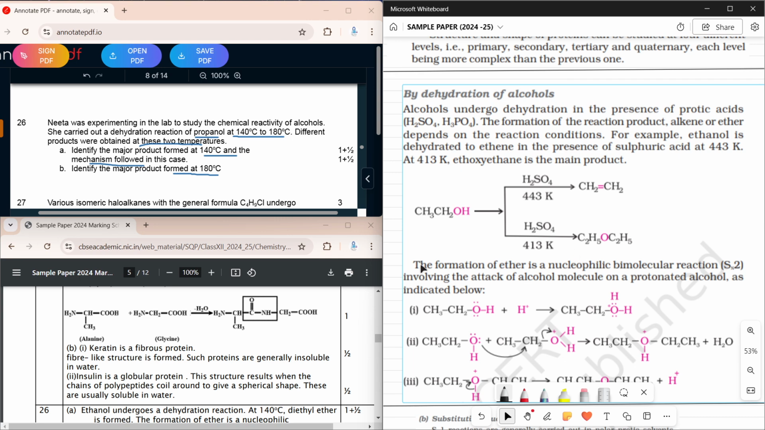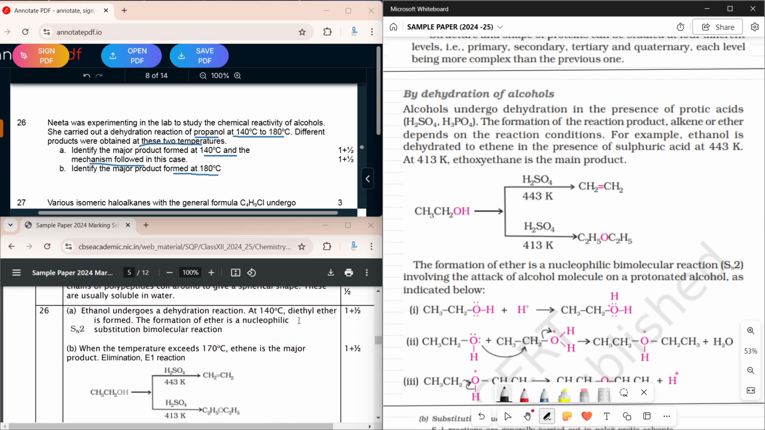So you would just have to mention that the diethyl ether is the product, and the mechanism that leads to the formation of diethyl ether is the nucleophilic bimolecular reaction, SN2. If I said substitution, I apologize. It's nucleophilic bimolecular. We need to mention that. And then identify the major product at 180 Celsius.